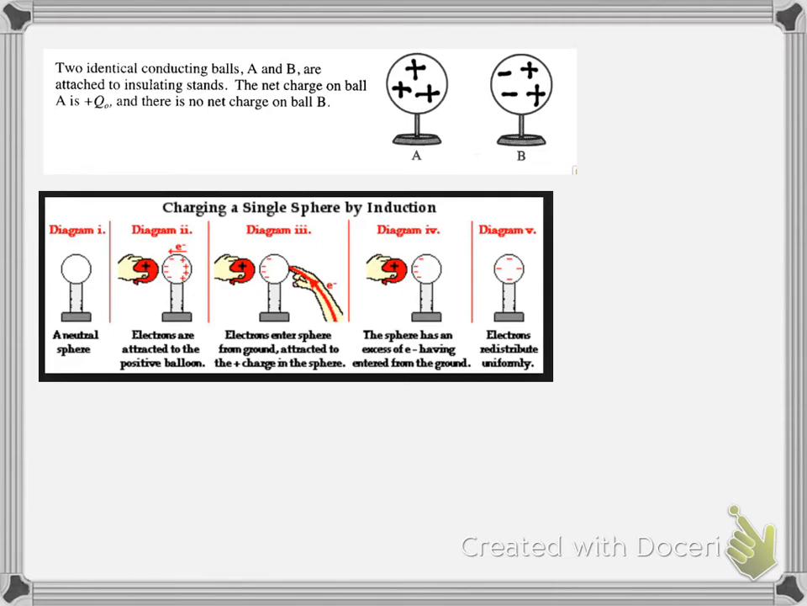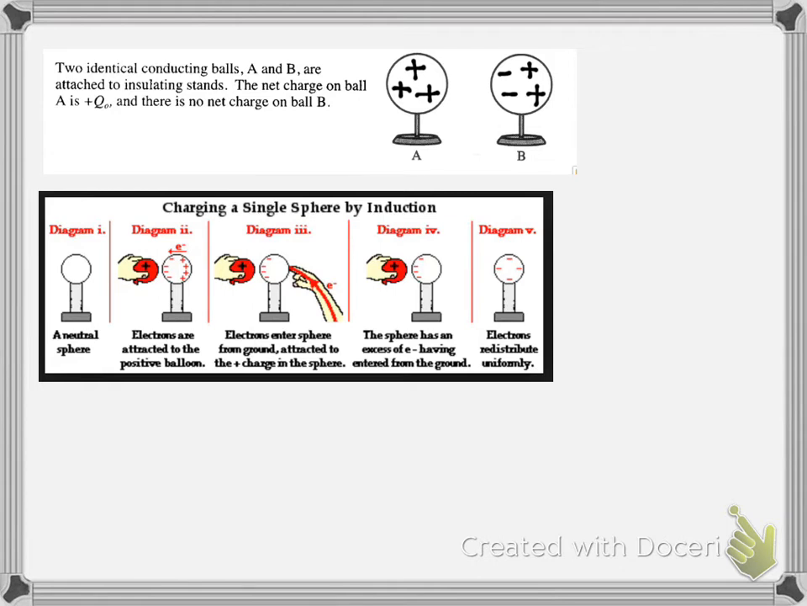First, I would just have a neutral sphere. I bring a positively charged object, for instance, nearby. That causes that separation of charge. So diagram 2 in this looks just like the ball A and ball B picture up above, right? You have a charged object near a neutral object causing a separation of charge.